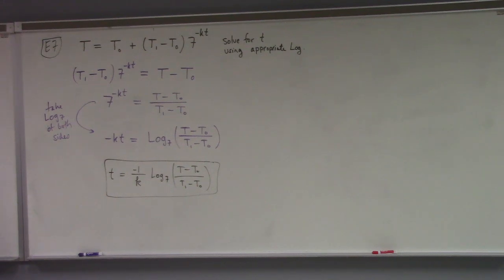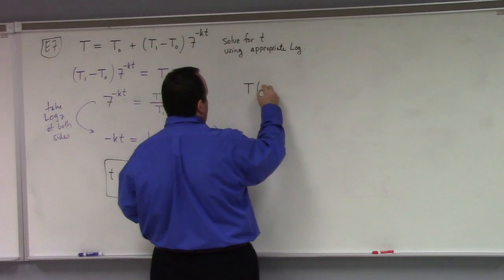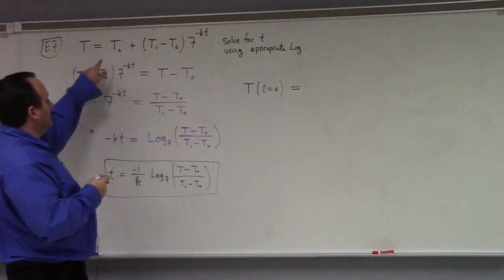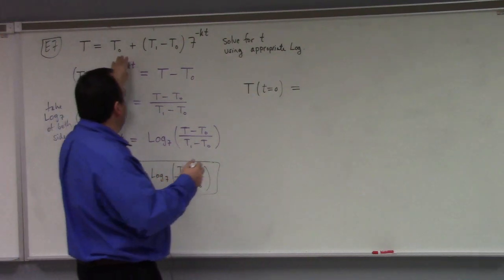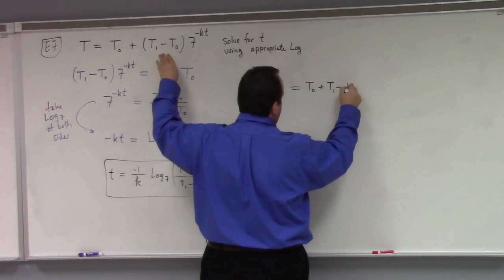Do you guys know what this equation's for? It's actually a very interesting equation. Let's analyze this equation for a second. What happens when you put in t equals 0? Put time equal to 0 into this formula. What do you get? You get 7 to the 0. What's 7 to the 0? It's 1, right? So the formula becomes t0 plus t1 minus t0.